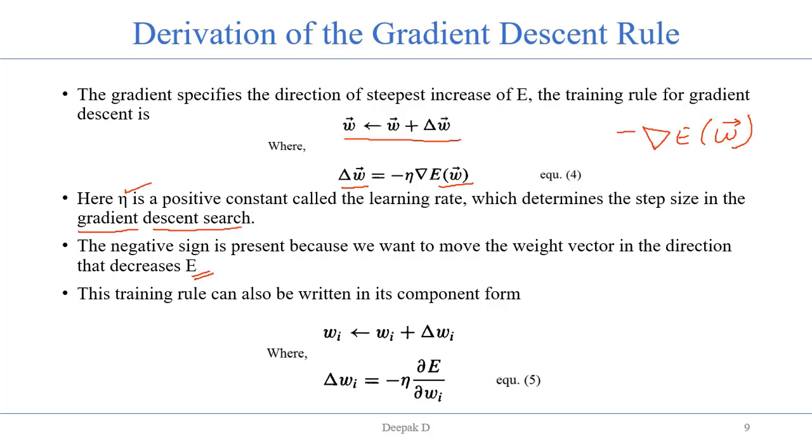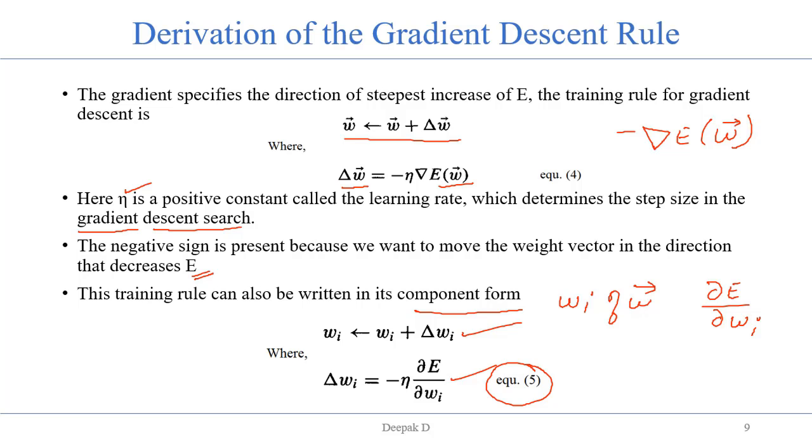So this training rule can also be written in its component form, that is in this form. Here you can consider this entire equation as equation number 5. This makes clear that steepest descent is achieved by altering each component Wi of the weight vector in proportion to the partial derivative of E with respect to Wi. To construct a practical algorithm for iteratively updating weights according to our equation, we need an efficient way of calculating the gradient at each step.